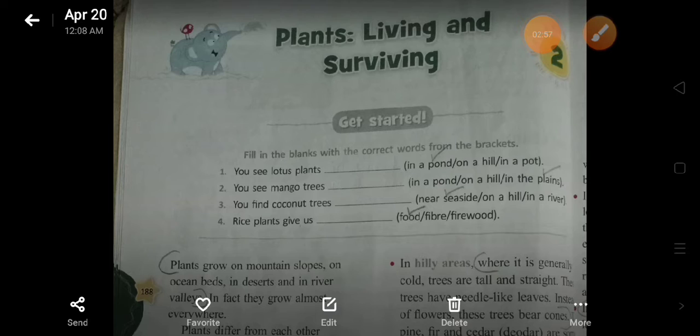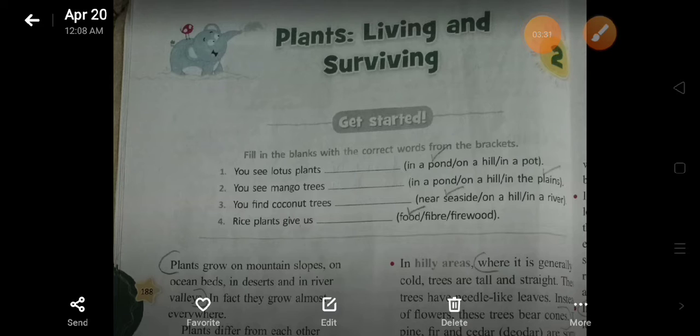Okay, students? Then see, now from this chapter we are going to study plants, where do they live and how do they survive in a particular place where they grow. Okay, we are going to study plants, where do they live and how do they survive.